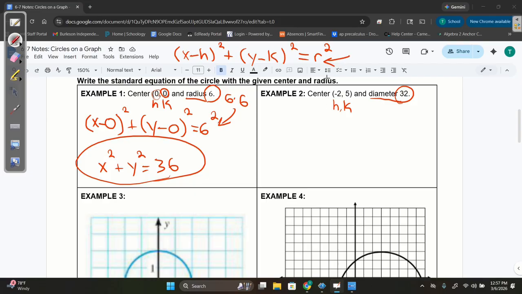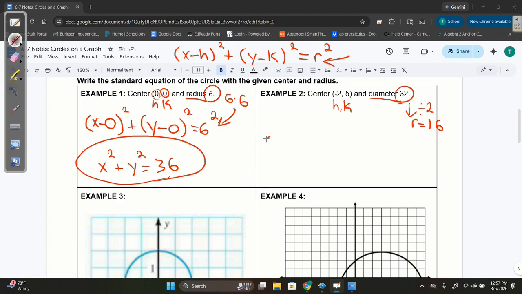I need the radius for my equation. So the question becomes, how do I go from diameter to radius? Well, if you remember, diameter is twice as big as the radius. So to go from diameter to radius, I need to divide by 2. And I get the radius is 16. With that, I have everything I need to plug in.